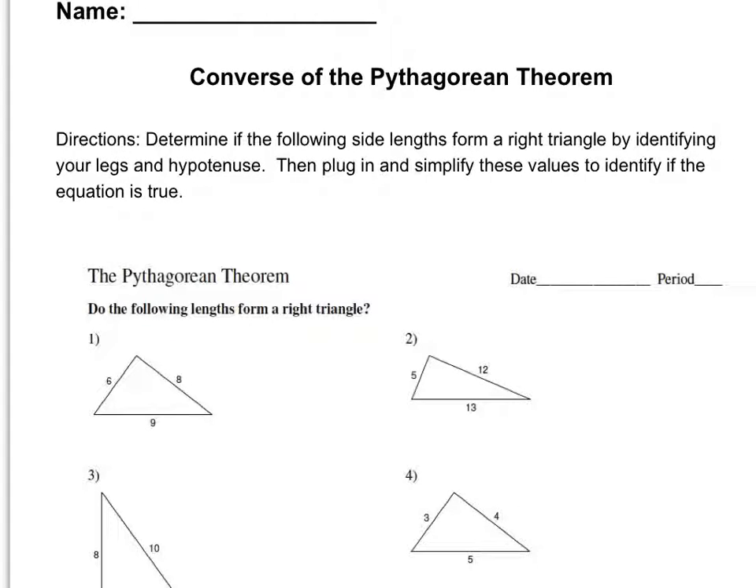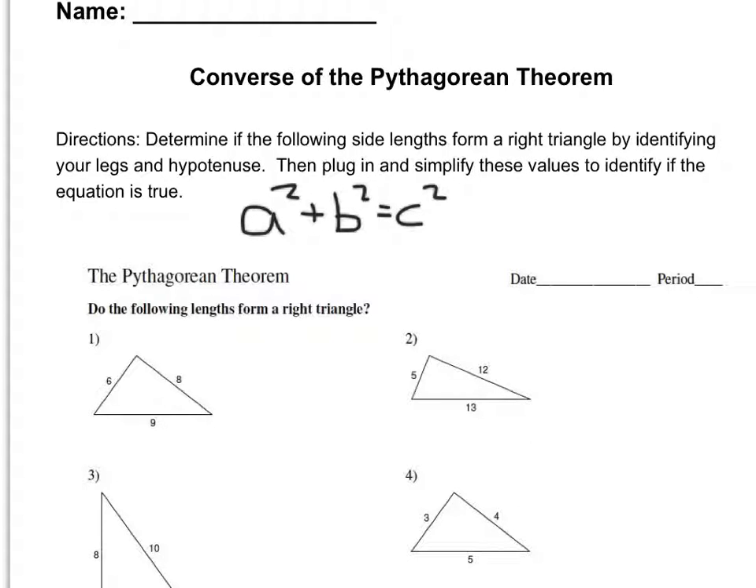I did want to make a quick video to help get you started on both of your activities. The first of which is this converse of the Pythagorean theorem worksheet. So we already talked a little bit about the Pythagorean theorem, a squared plus b squared equals c squared, and that's always true for right triangles.